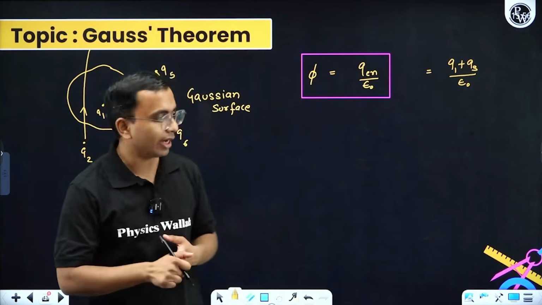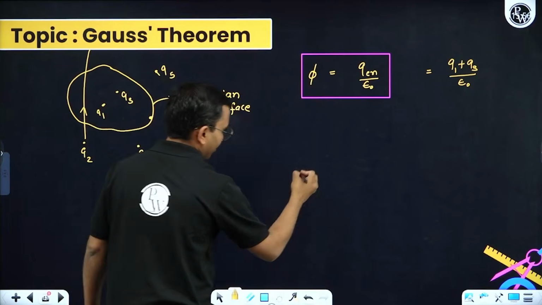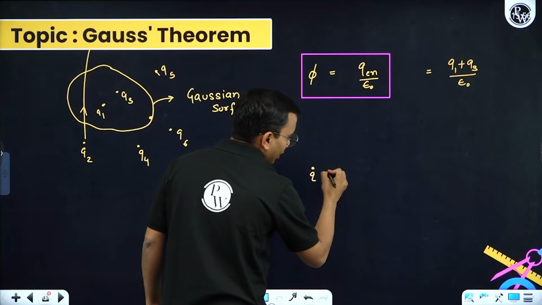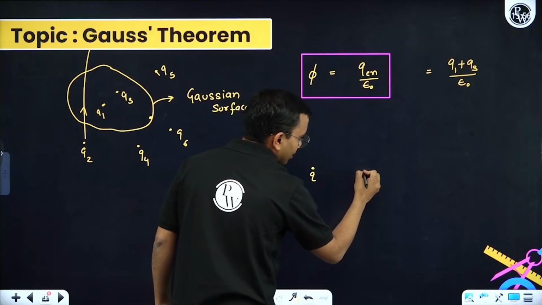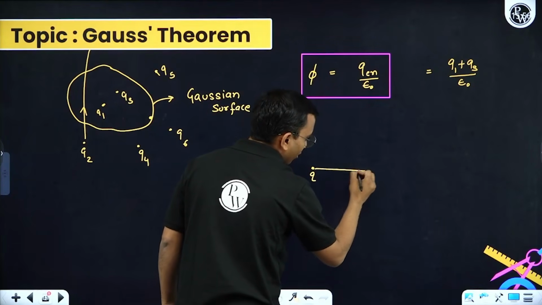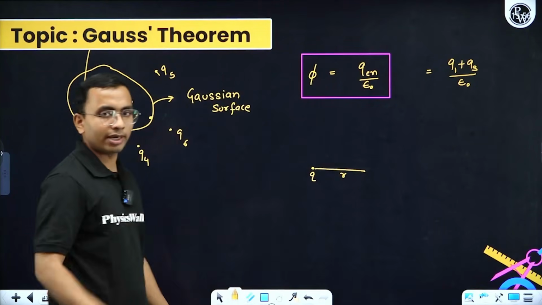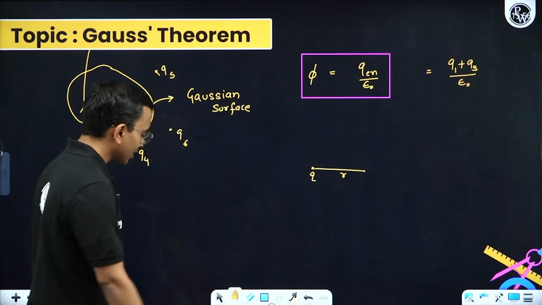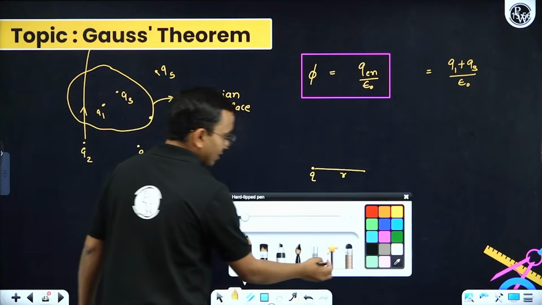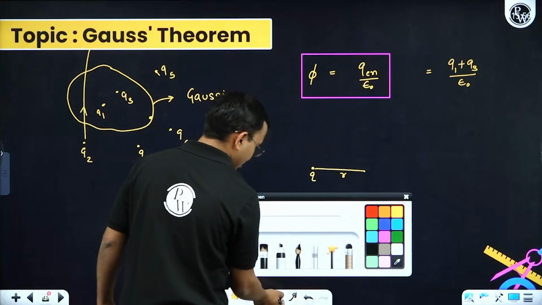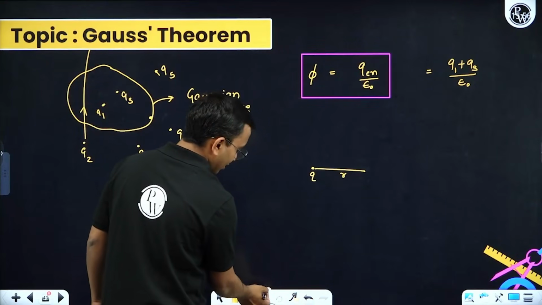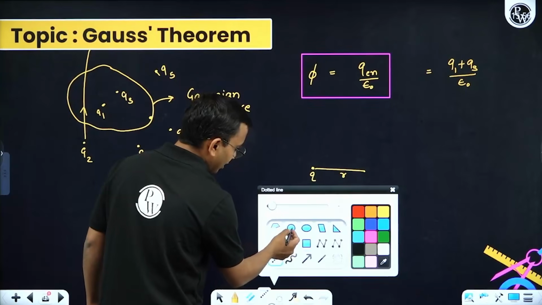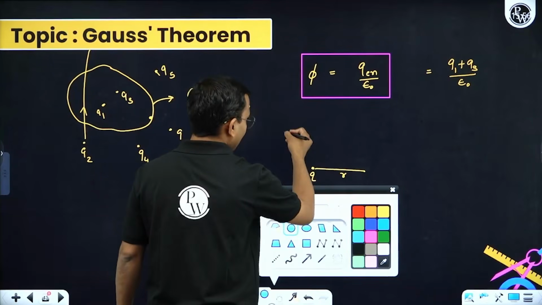We will do how to find that. Let us take a point charge here. Now if I ask you what is the electric field due to this point charge at a distance r from it, you know the formula, you will say, sir, that is kq by r square. Can you find it by using Gauss law? Yes. We'll draw a Gaussian surface symmetrically. Okay, like this.